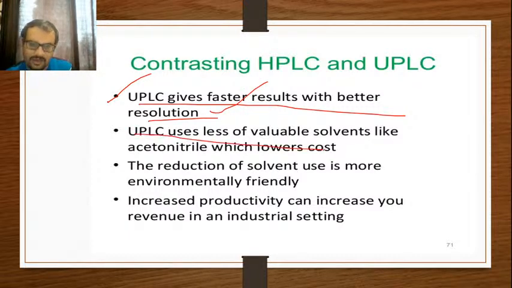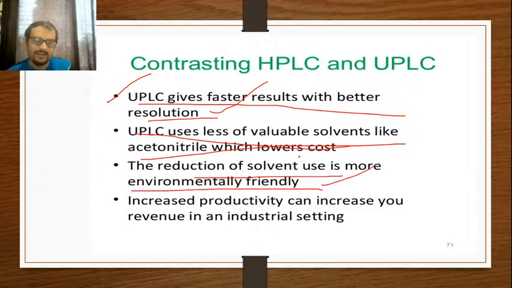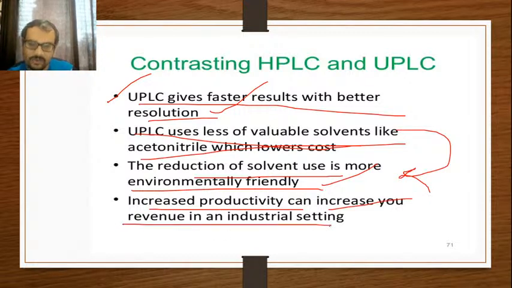UPLC uses less of valuable solvents like acetonitrile, which causes lower cost. The reduction of solvent use is more environment friendly as compared to HPLC. Increased productivity can increase the revenue for the industrial setting, no doubt about it. Increase in the speed will result in increase in productivity. Increase in productivity will result in increased revenue for the industrial setting.